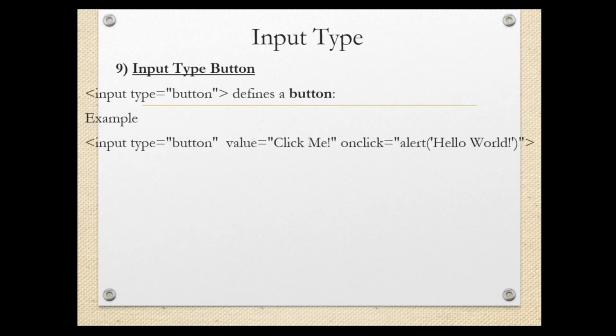Next one we have, the last one, is input type button, which defines a button. Input type equal to button, value equal to click me, on click alert hello world. So basically input type equal to button is the same as a submit button.